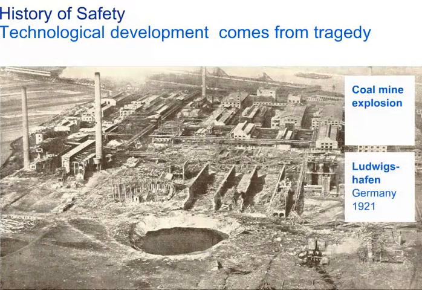In September 1921, 4,500 tons of ammonium nitrate destroyed a fertilizer plant in Ludwigshafen-Oppau in Germany. 565 people died and more than 2,000 were injured. Nearly all the buildings in Oppau and the neighboring towns were destroyed.